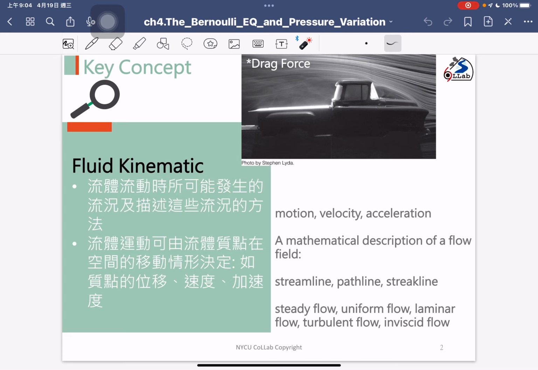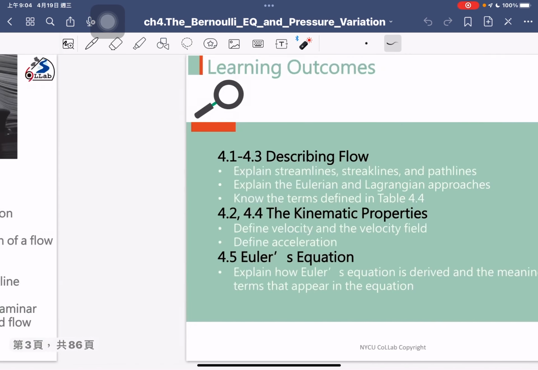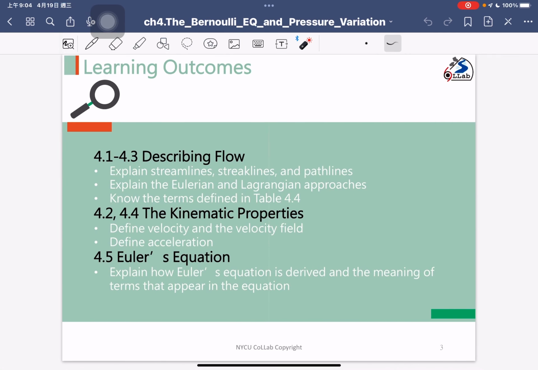And what kind of flow conditions will I teach in this chapter? As you can see, we put some important flow conditions: the steady flow, uniform flow, laminar flow, turbulent flow, and the inviscid flow. All of these flow conditions I will introduce later. So that's a very quick concept we will teach in the following classes. And the slide just summarizes all the learning outcomes for each subtitle.